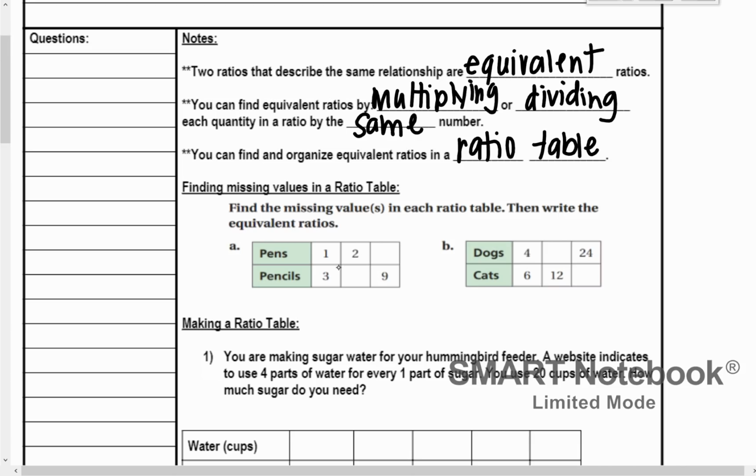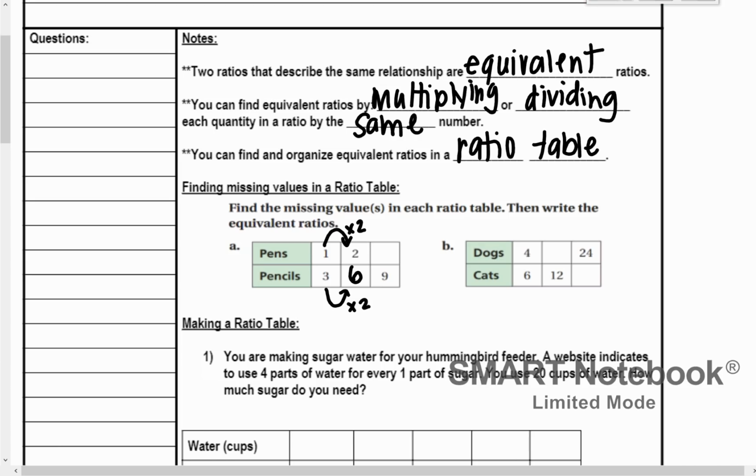So we have 1 pen for every 3 pencils. So if we have 2 pens, we want to know how many pencils. Well, how do we go from 1 to 2 pens? Well, we multiply by 2. Whatever we do to the top number, we have to do to the other one. So 3 times 2 would then be 6.